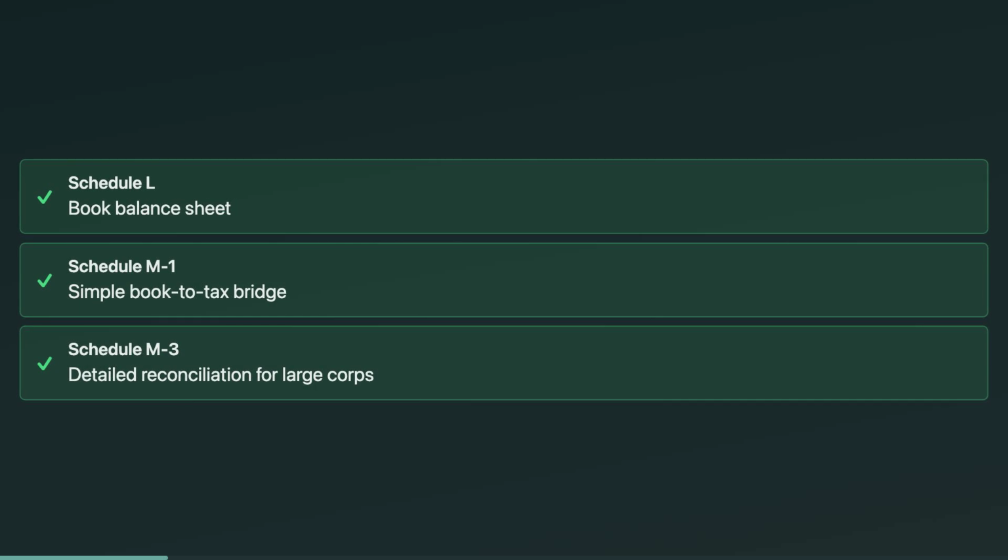Form 1120 has three schedules that trip people up: Schedule L, M-1, and M-3. Think of them as book support. Schedule L is the balance sheet from the company's books. M-1 and M-3 explain why book income doesn't match taxable income. On the EA exam, they love asking which schedules are required based on gross receipts and total assets.